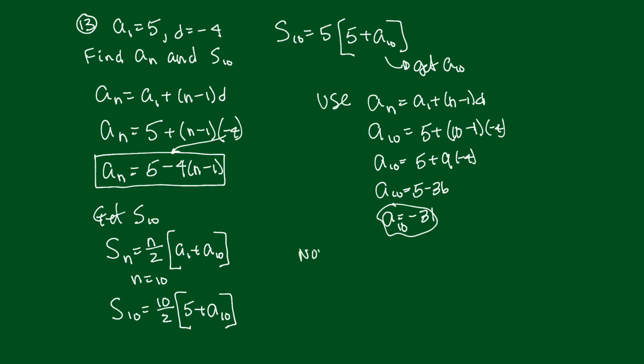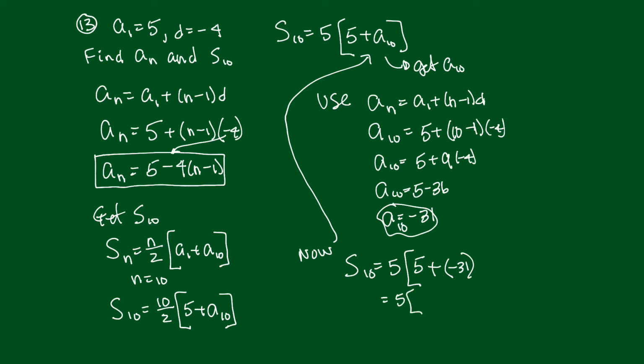Now, I think I can get this. So I'm going to go all the way back up here and substitute for that a sub 10. So S sub 10 is going to be 5 times a1, which is 5, plus that a10, which is negative 31. Negative 31 plus 5 is negative 26. Positive times negative is negative. 5 times 6 is 30. 5 times 2 is 10. Carry that 3. I'm thinking 130. There you have it.